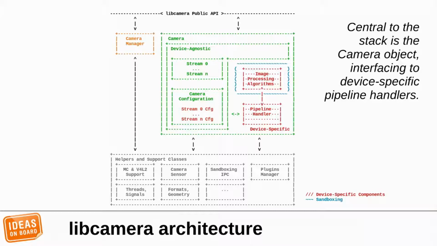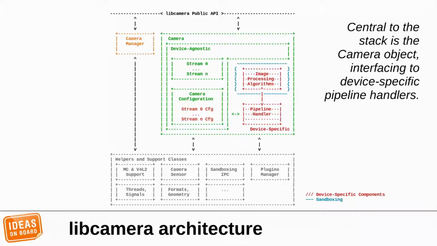So the camera manager is the entry point, but it's not the most important object. The camera object is more interesting in the sense that that's really the central object that interfaces towards all the device-specific pipeline handlers. A bit of vocabulary, what's a pipeline handler? That's a device-specific part of the code that handles the translation between the standardized API that the camera objects offer to applications on one side, and the hardware-specific part, so mostly the communication with the kernel drivers.